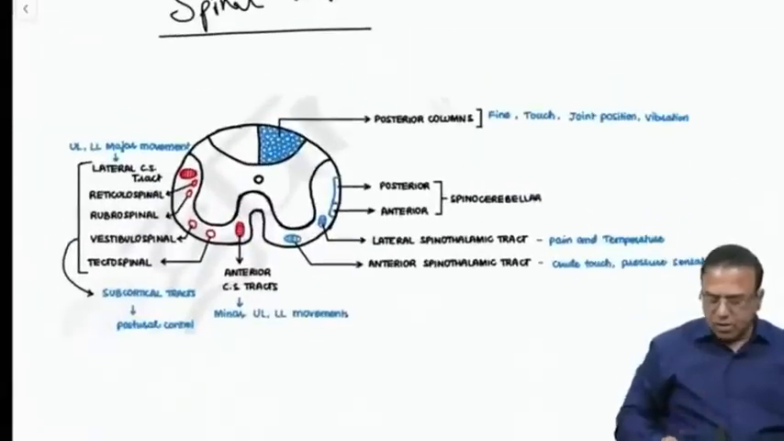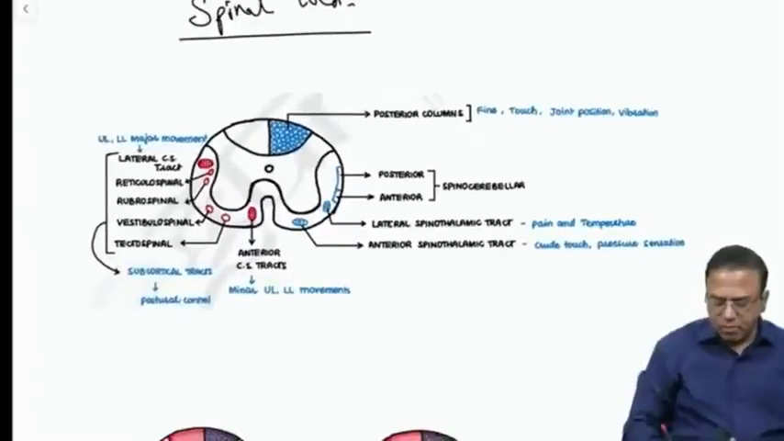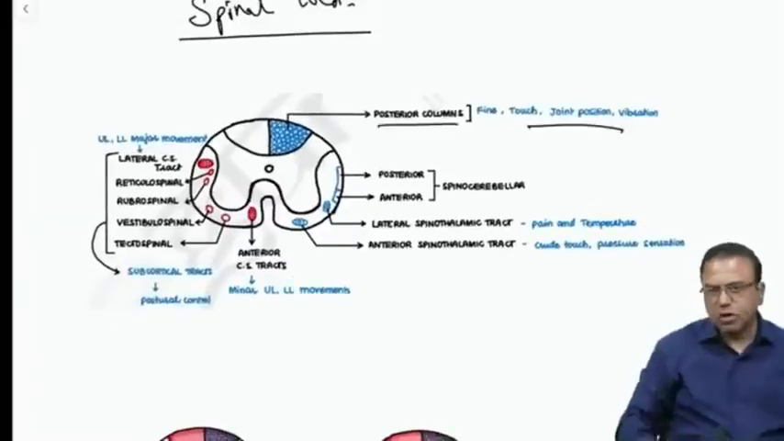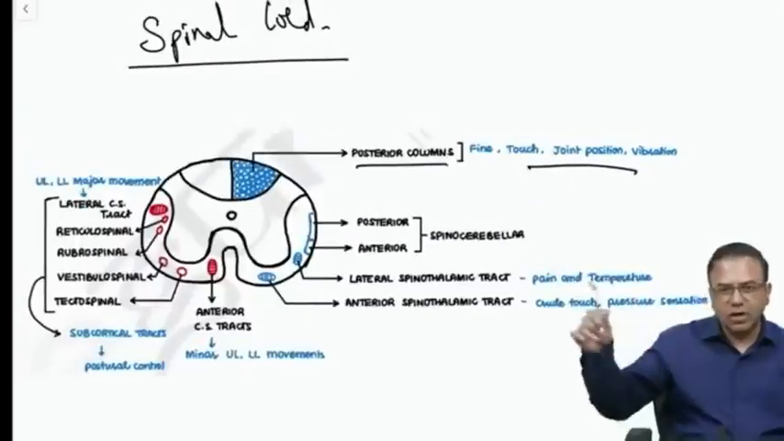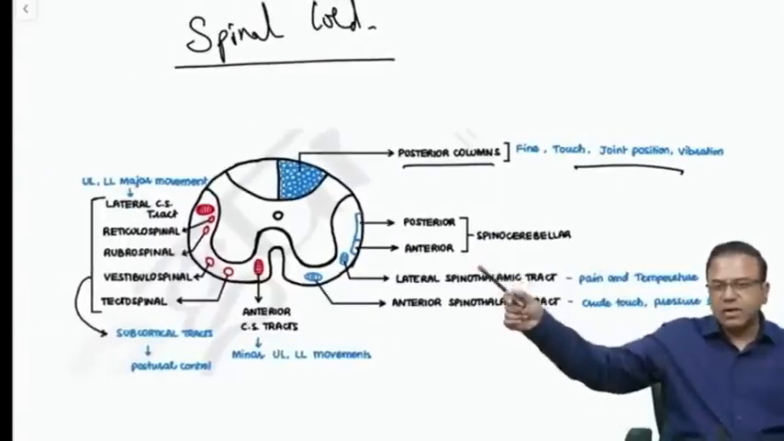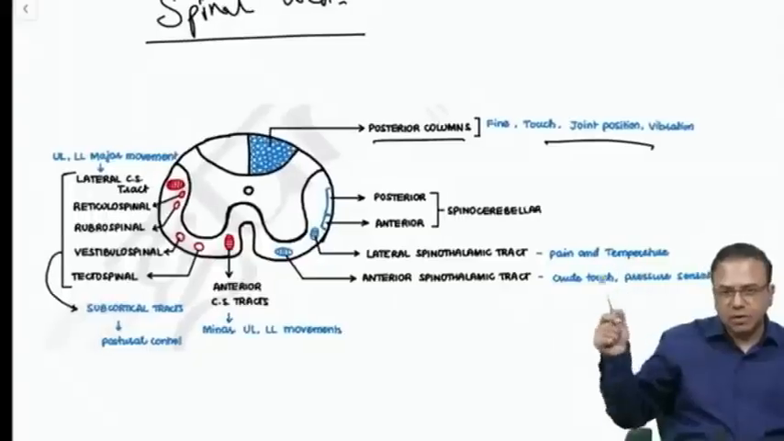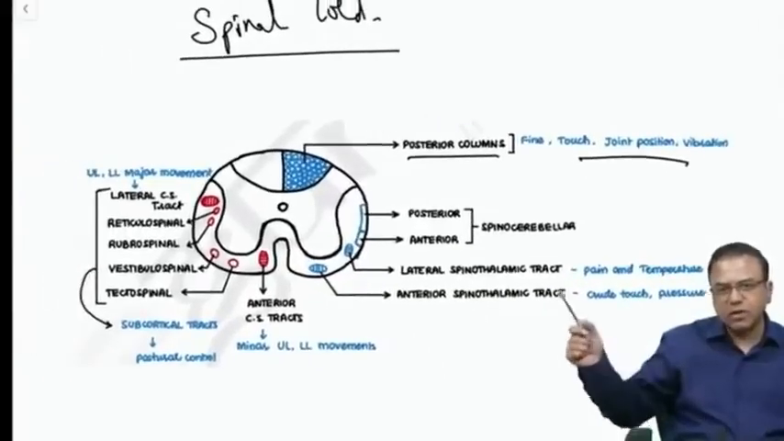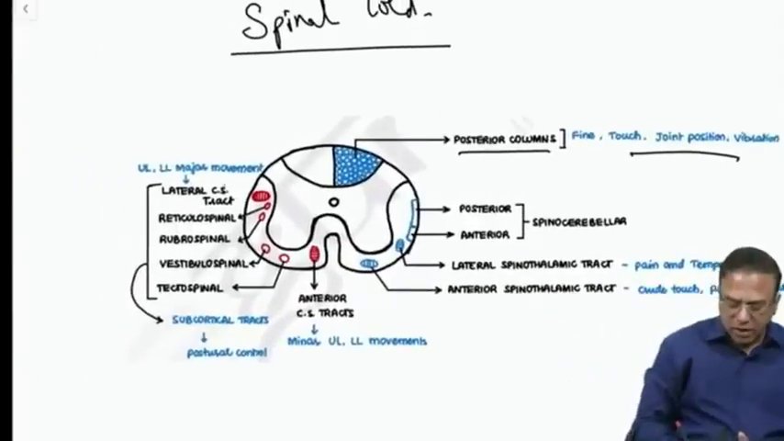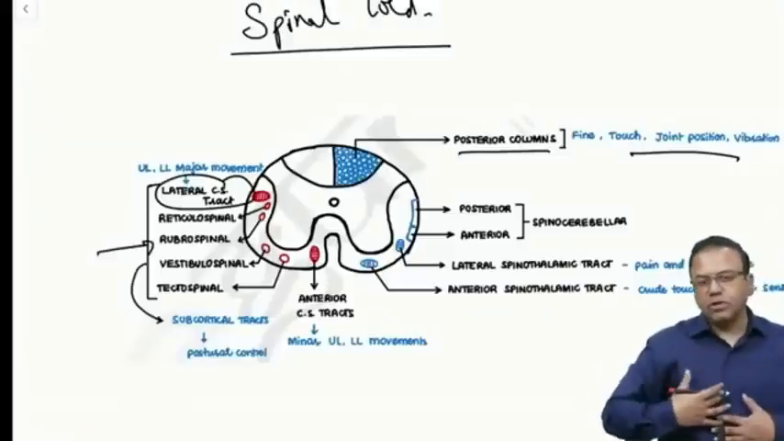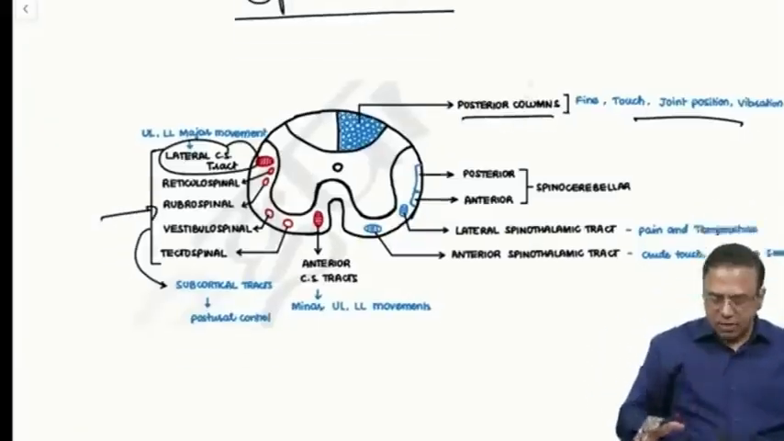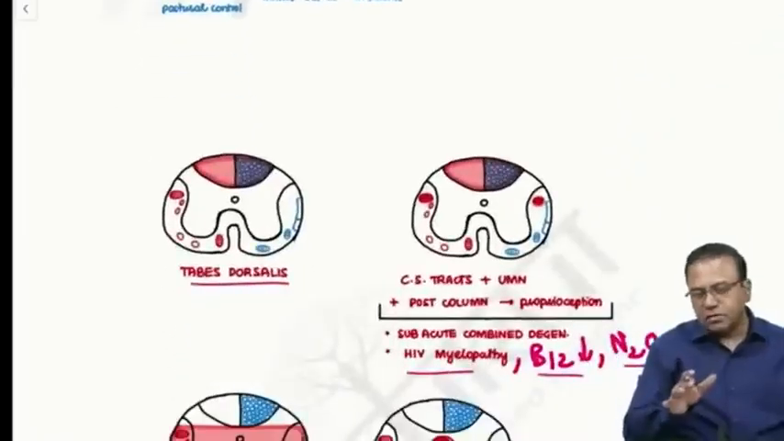If you look at the spinal cord, the posterior column deals with fine touch, joint position and all that. Spinocerebellar is basically the cerebellum collecting information. Lateral spinothalamic tract is pain and temperature. Anterior spinothalamic tract is crude touch and pressure. And then the corticospinal tract deals with motor movement. Subcortical tracts deal with body tone and body posture. So these are the main tracts of the spinal cord. Depending on where the disease is, you will have manifestation.